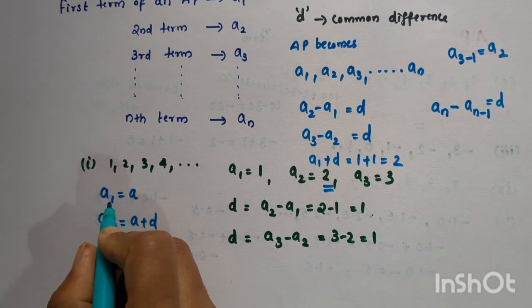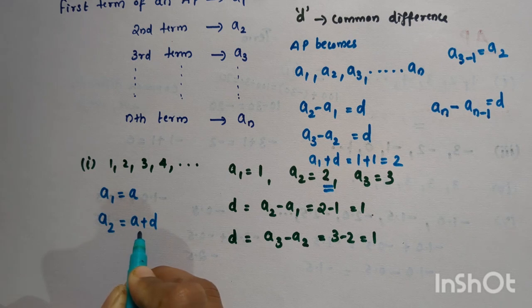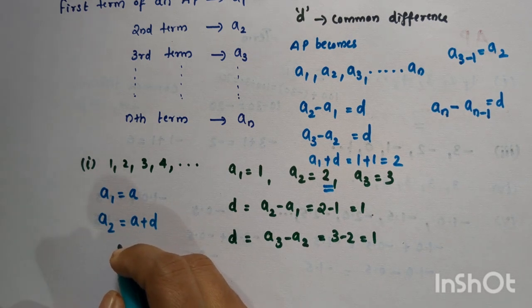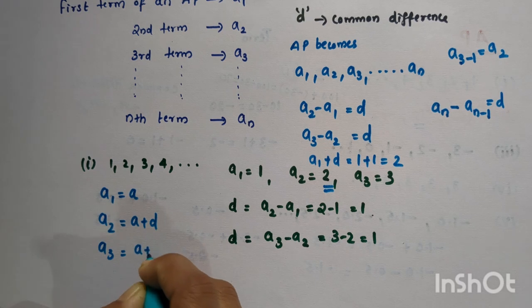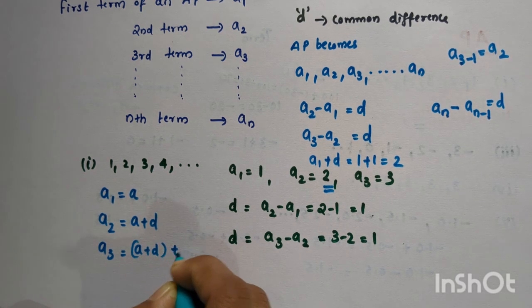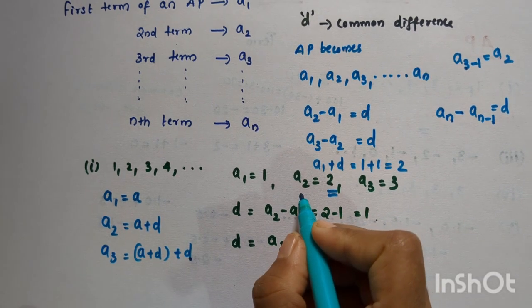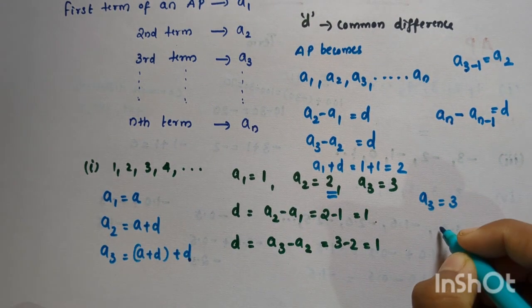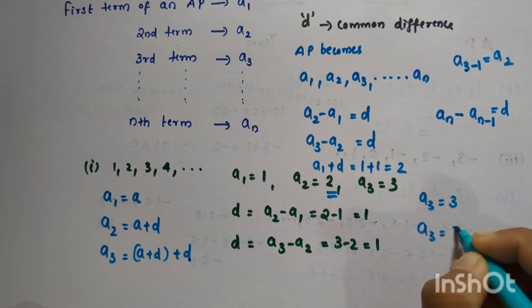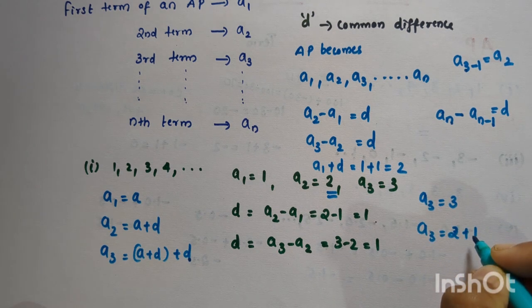Okay. So, if the first term is A, the second term A2 can be written as A plus D. Similarly, the third term A3 can be written as A plus D, the second term, plus the common difference D. Here you see in this list, the third term A3 is actually equal to 3. This 3 is actually 2 plus 1.